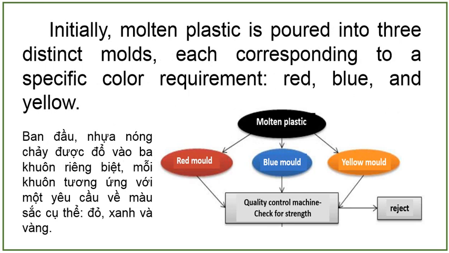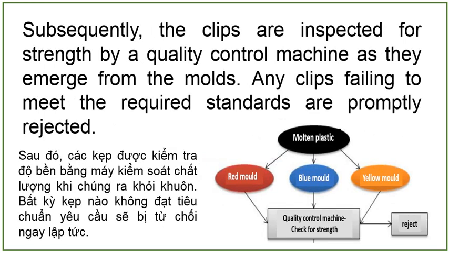Initially, molten plastic is poured into 3 distinct molds, each corresponding to a specific color requirement: red, blue, and yellow. Subsequently, the clips are inspected for strength by a quality control machine as they emerge from the molds. Any clips failing to meet the required standards are promptly rejected.